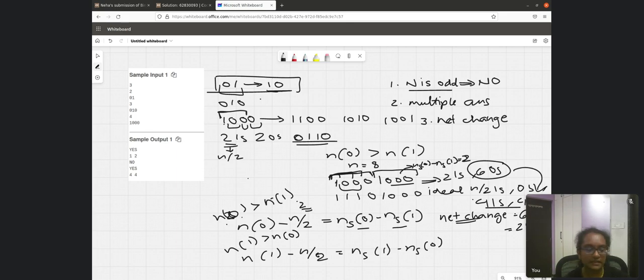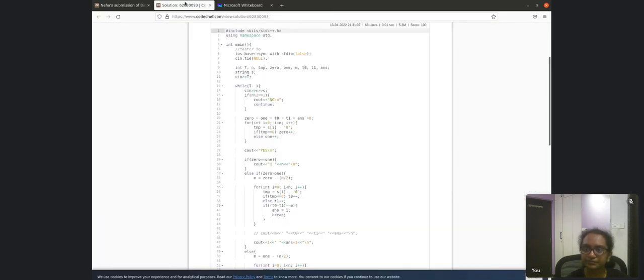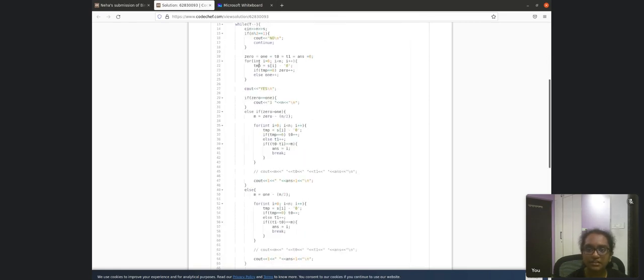So let's look at the actual code. Over here, what we do is we input the number of test cases, and for each test case you input the length of the string and the string itself. You check if it's odd, you print no, then you come here and you store the number of zeros and the number of ones in the variables zero and one. For example, temp basically just converts the character into an int, and you do this and then it is possible.